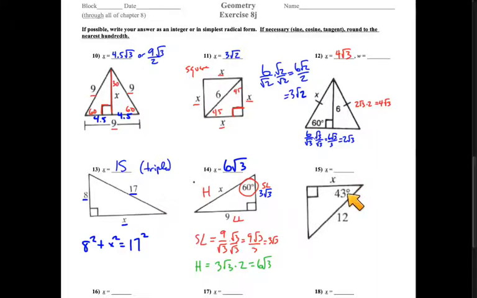This one is a 43-degree angle. I only have one side given, no Pythagorean theorem. Can't use 45-45-90, so this is sine, cosine, and tangent. So here, opposite, adjacent, hypotenuse from the perspective of 43. I'm given the adjacent and hypotenuse. That's cosine of 43 equals x over 12. Cross multiply, because x is on the numerator. X times 1 is x.